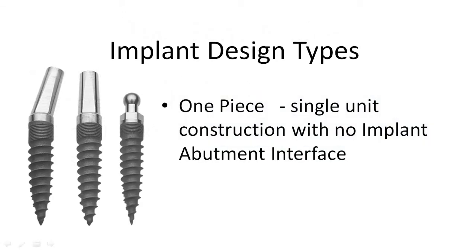Now, this is an implant design type, and this is a one-piece design. It's constructed of a solid piece of metal, and they can be used to support teeth and overdentures. You can see here there is no implant abutment interface at all. It has a smooth neck. Obviously, this area is for soft tissue. This area is for bone. One of the things that is difficult to do with a one-piece implant is actually to correct angles.